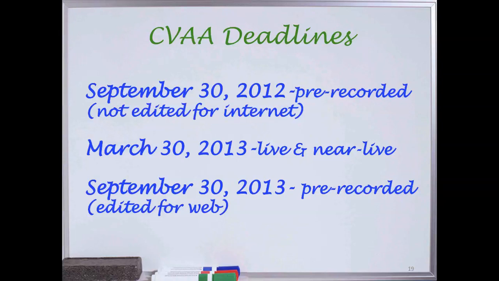Near live video programming is defined as programming that is performed and recorded less than 24 hours before being shown on TV for the first time. Edited for internet means the TV version has been substantially edited, for example, deleting scenes or altering music scores. However, changing the number or duration of commercials is not considered editing for this purpose.